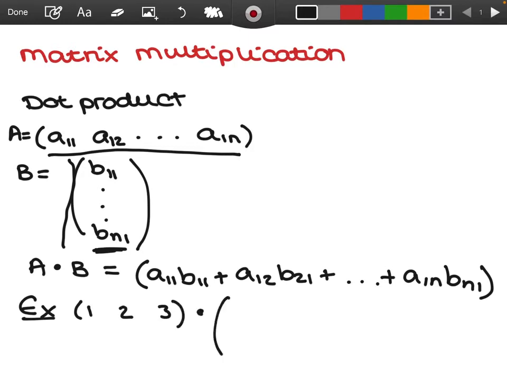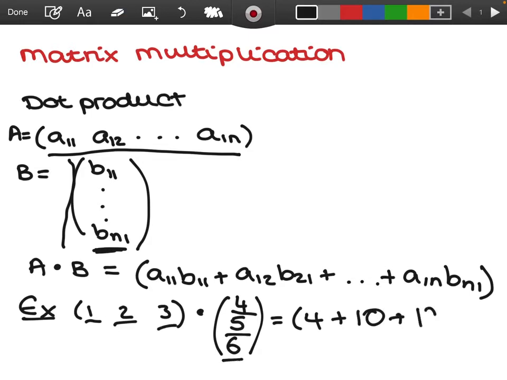So for example, if I did 1, 2, 3 dotted with 4, 5, 6, okay, I would get 1 times 4 would give me 4, plus 2 times 5 would give me 10, plus 3 times 6 is 18, which gives me 32. Okay, it's just a number.